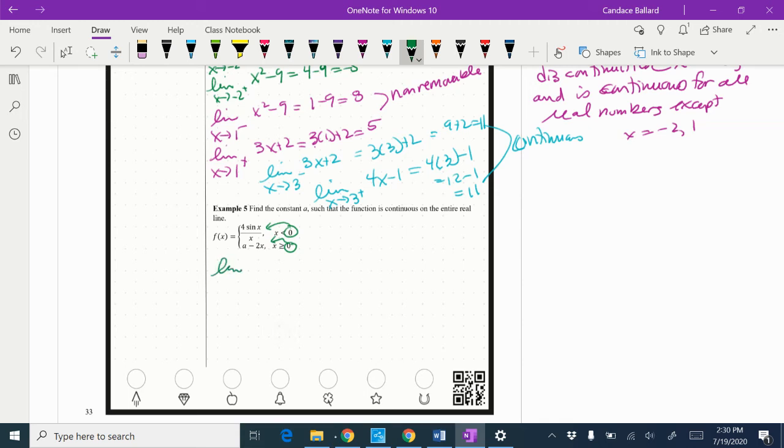So I'm going to do the limit as x approaches 0 of 4 sine x over x, and that should equal the limit as x approaches 0 of a minus 2x. All right, well, I know when I'm approaching 0 that this is one of our special trig limits. It's 1, and 4 times 1 is 4. And then this only goes in for the x value, so we've got a minus 2 times 0, so that means that 4 equals a. So I know that if I put a 4 in for that a right there, that would make the function continuous.